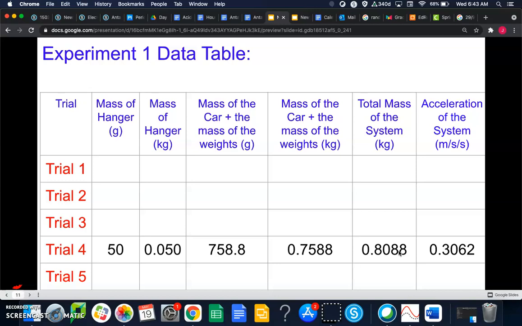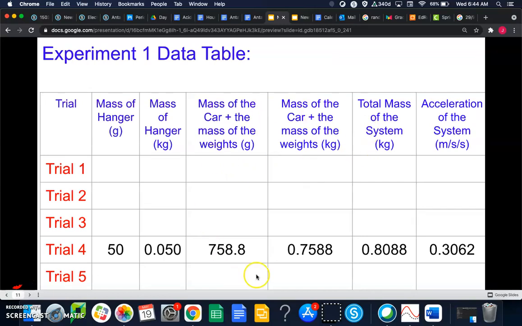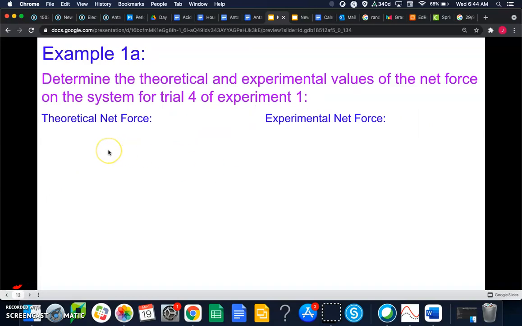Okay, and so then what I'm going to do is just review how to calculate the theoretical net force from that data. And then we'll talk about how we could use that data to calculate the experimental net force. Now we already found the experimental net force for all of this data. I'm just going to talk about how you would do it for a single trial, though, not use all the data in a graph to calculate it, just using the data from a single trial to estimate what the experimental net force is.